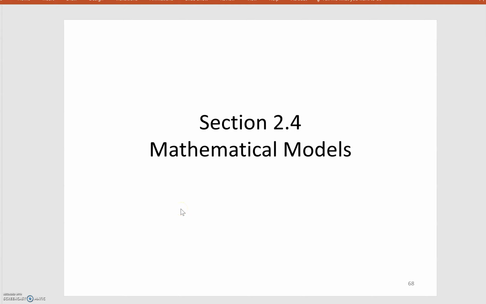Hi everyone. So we're continuing through section 2. This is going to be the last section in chapter 2, and then we'll move into chapter 3 where we'll talk about linear models. But right now we're going to talk about the general subject of mathematical modeling and just give you some more examples of what it means to mathematically model something.